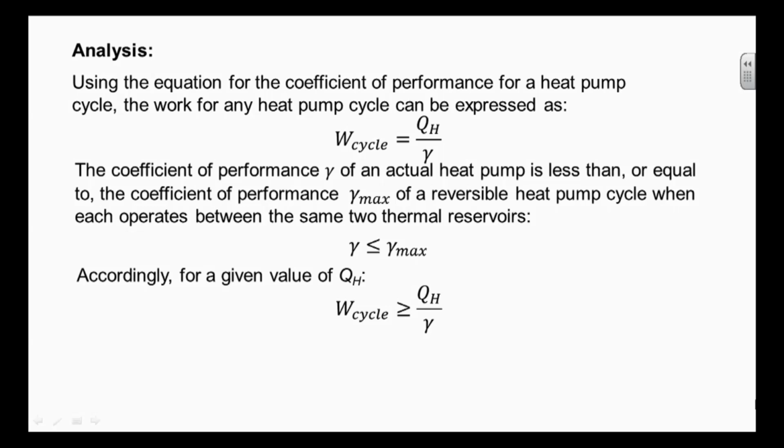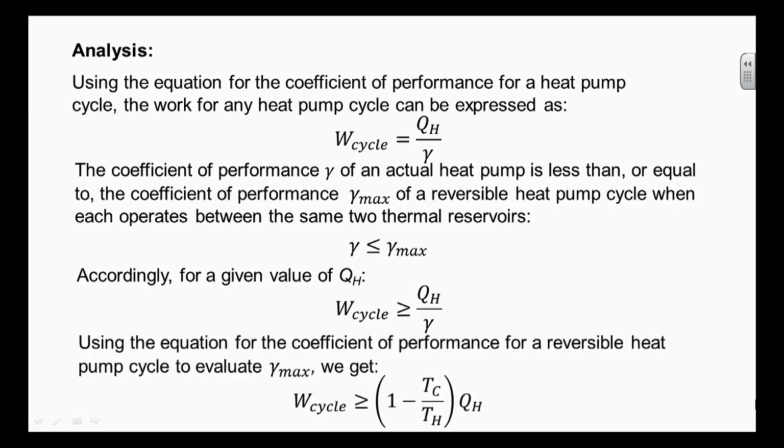Using the expression for the maximum coefficient of performance for a reversible heat pump cycle allows us to evaluate gamma max in terms of the given temperatures. We obtain the following expression. W cycle is greater or equal to 1 minus T sub C divided by T sub H times Q sub H.